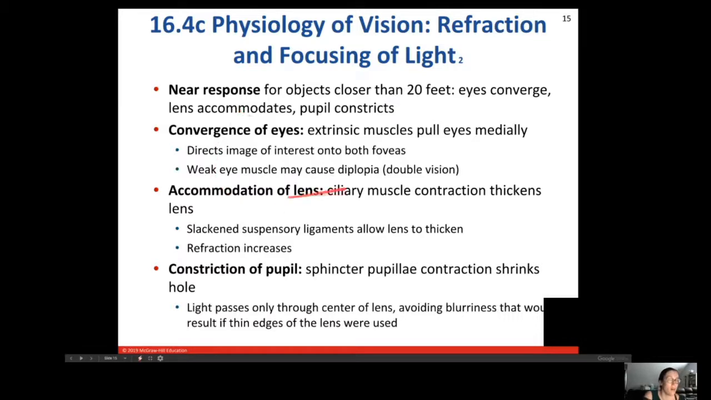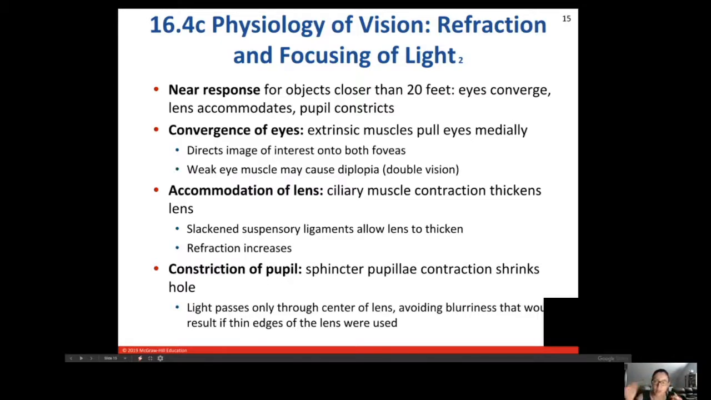The ciliary muscle contracts, so it narrows that area. It's going to slacken and loosen up the suspensory ligaments and allow the lens to thicken or round up. And then we're also going to constrict the pupil. When we constrict the pupil, as I said, it makes the pupil smaller.